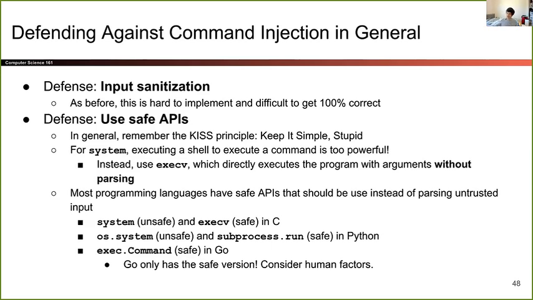So again, consider human factors. If you're going to provide two alternatives to the user and one of them is easier to use, say the system call, they're probably going to go with that one. So Go doesn't let you do this. Go only lets you use the safe version. All right, that's command injection.